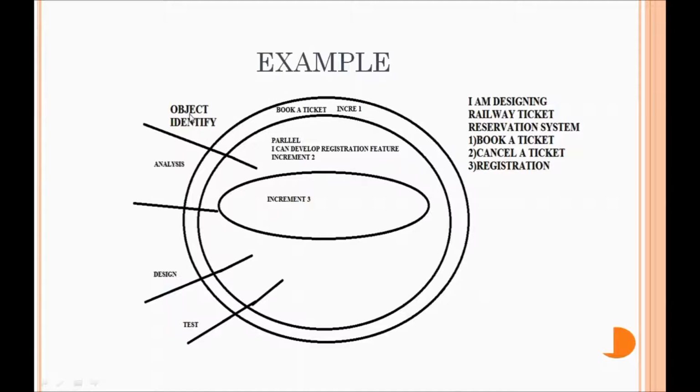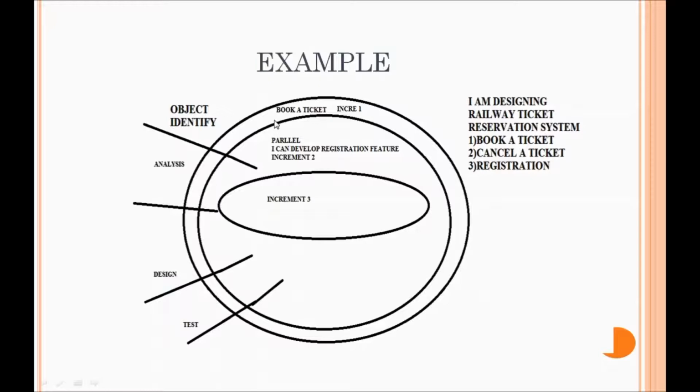Here, this objective identification phase is a loop. Next, analysis, this phase is a loop. Analysis means you are going to analyze whether it is possible to develop this increment within the particular time constraint, and how much the cost will be. Those things you will do in analysis. If any risks are there, you will identify those risks and try to reduce them. So the analysis phase is a loop, and objective identification is a loop.